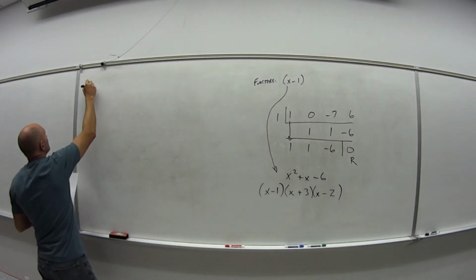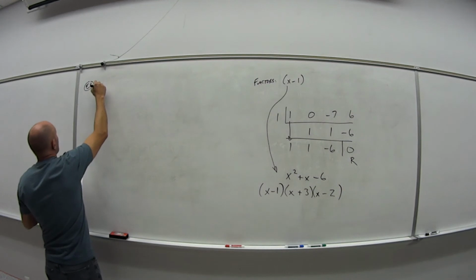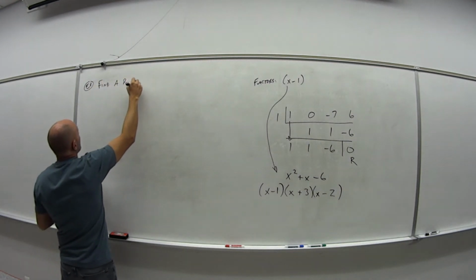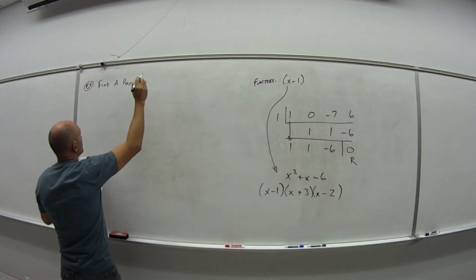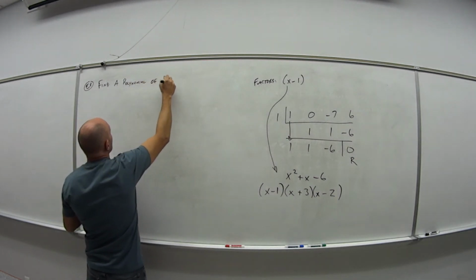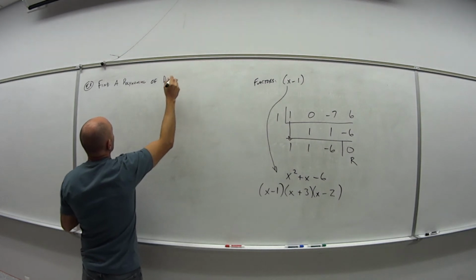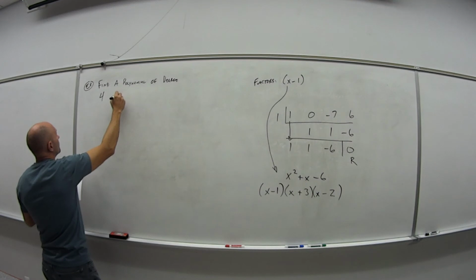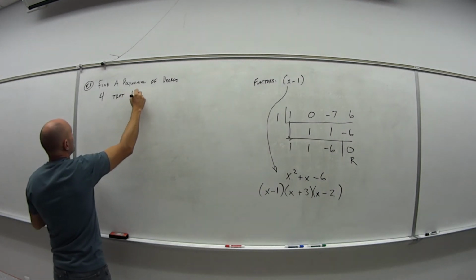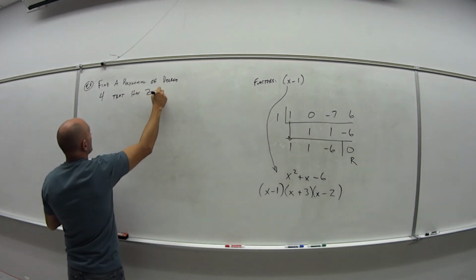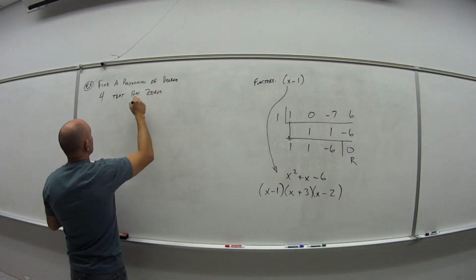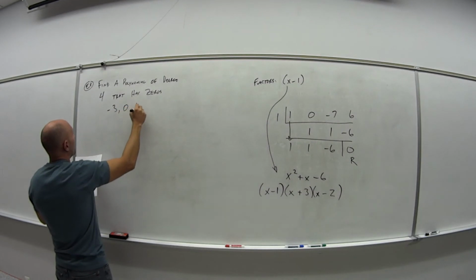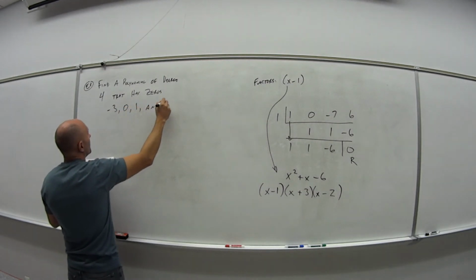This example says the following. Find a polynomial of degree 4 that has zeros negative 3, 0, 1, and 5.